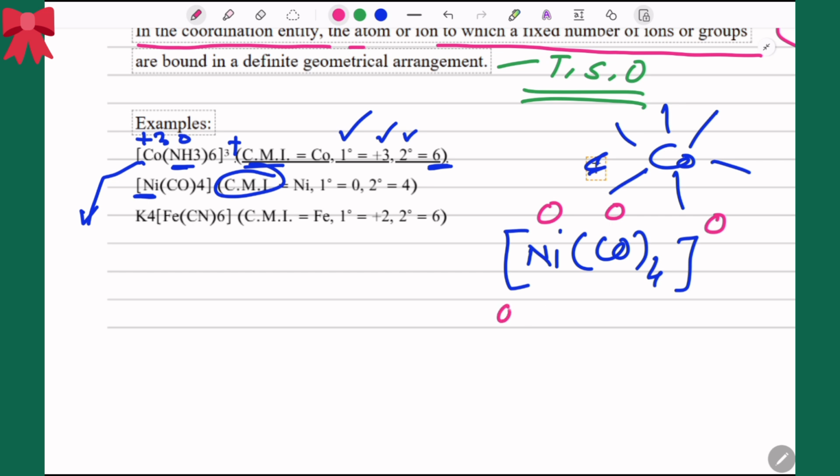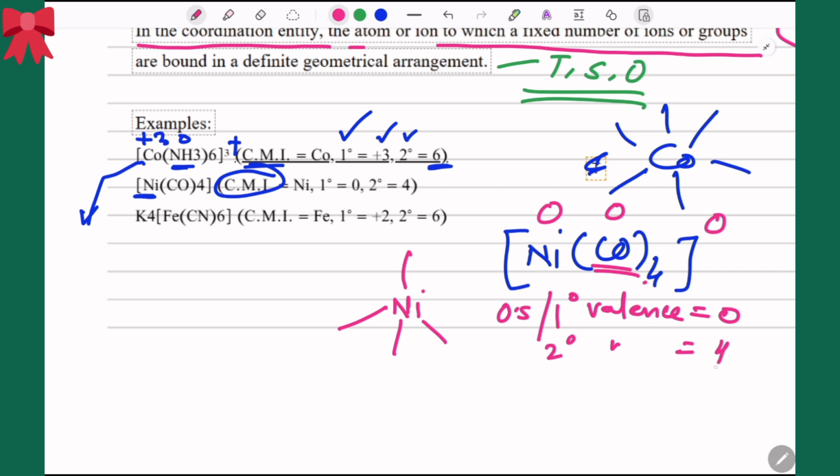And what is the oxidation state of nickel, children? 0. So oxidation state is nothing but the primary valency. So the primary valency of nickel is 0. What is the secondary valency of nickel? It's 4, because carbon monoxide is a monodentate ligand, so it can just make one bond. So Ni will be attached by 4 different sites, 1 2 3 4. So the secondary valency is going to be 4. What is the coordination entity in this case? This complete thing itself is the coordination entity. Okay.